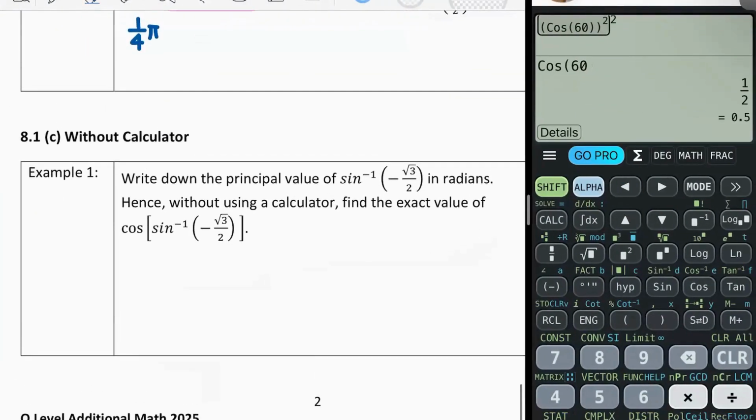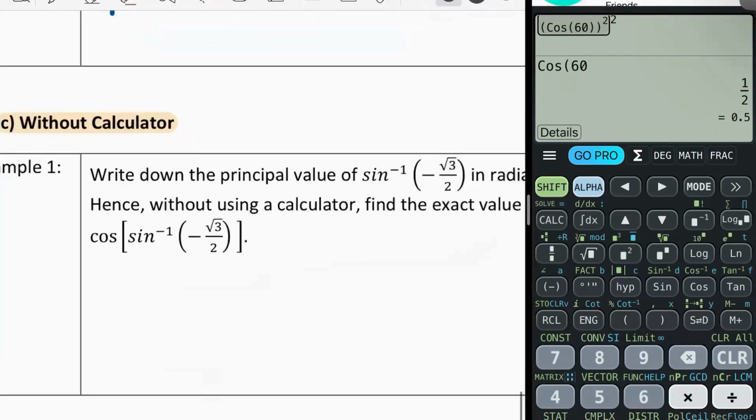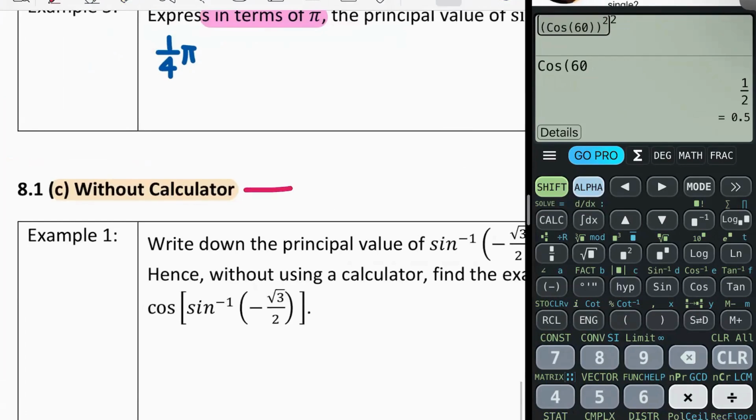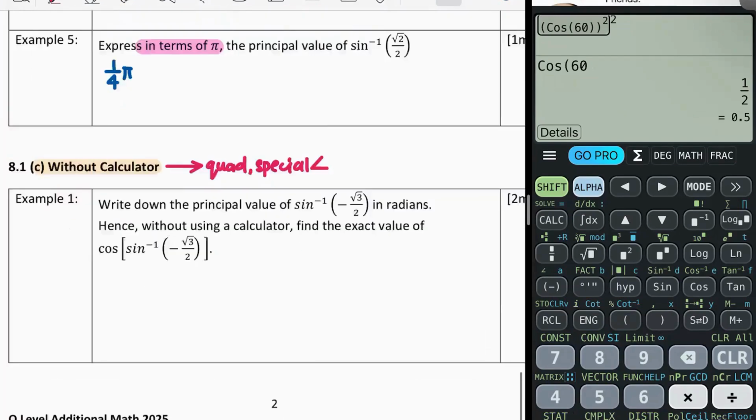Okay, so for the last kind without a calculator, this one is not the most common, but it's important for us to note because without using a calculator, what are the concepts we need to test you? We need to test you about the quadrants, your four quadrants, right? Then we usually need to know your special angle also. So I hope you all remember.